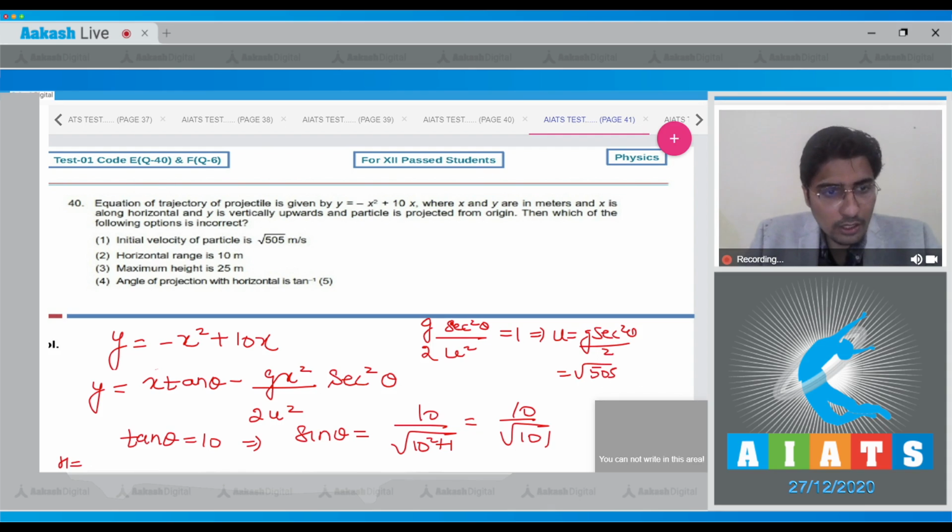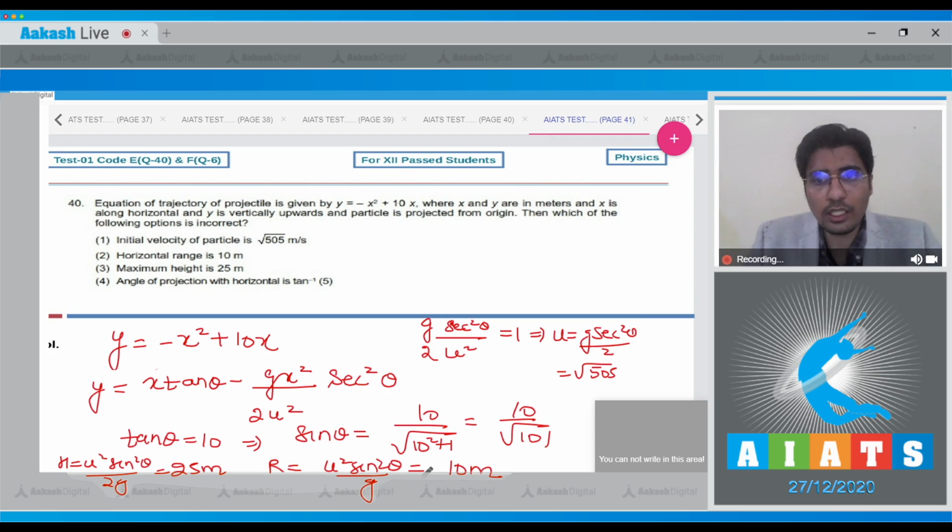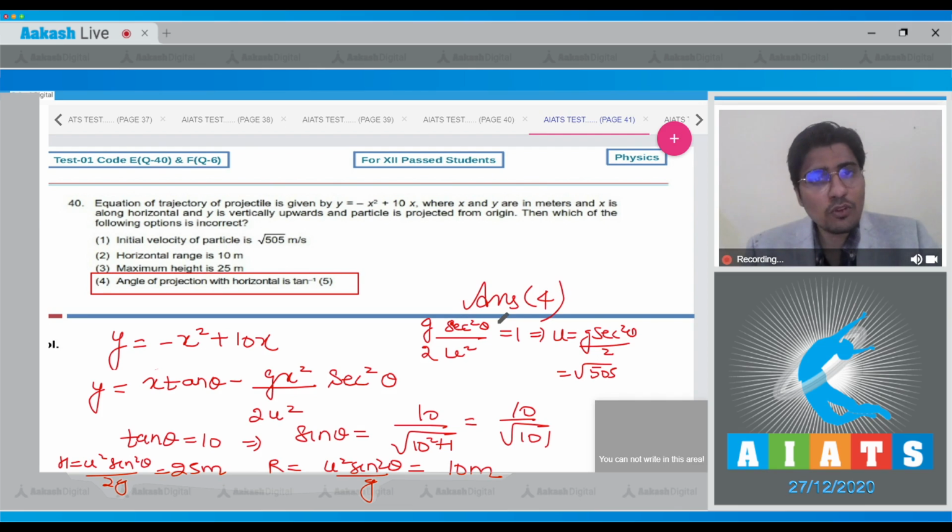Height can be written as u square sin square theta by 2g, and on substituting the values this will be 25 meters, while the range will be equal to u square sin 2 theta by g, and on substituting the values this will be equal to 10 meters. Dear student, as we see, the incorrect option among the given options is option number 4, as the angle of projection is tan inverse 10, and hence for this question the correct answer is option number 4. Now let us move to the next question.